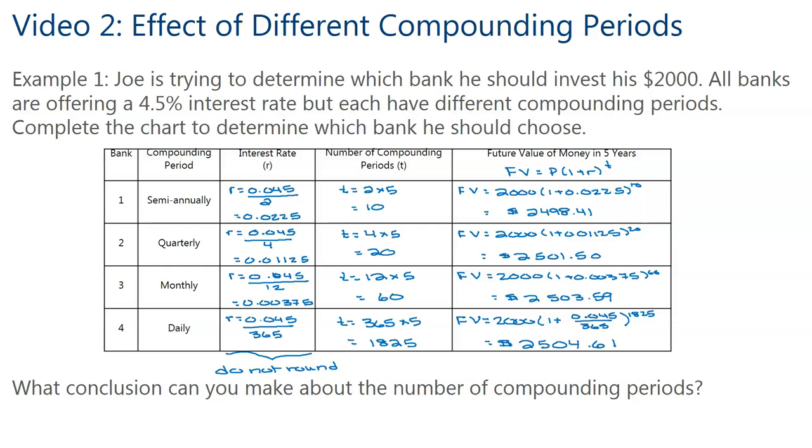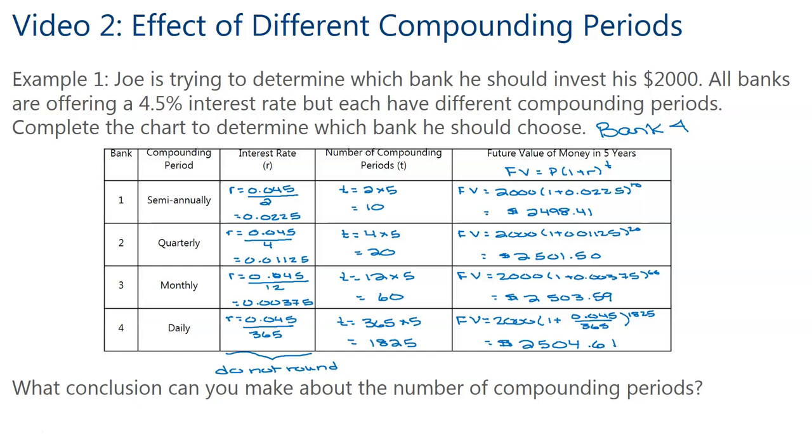So now to determine which bank he should choose, let's look to see where he earns the most money. Well, at Bank 4, he earned $2,504.61. So I'm going to say Bank 4 for this. And what conclusion can you make about the number of compounding periods?